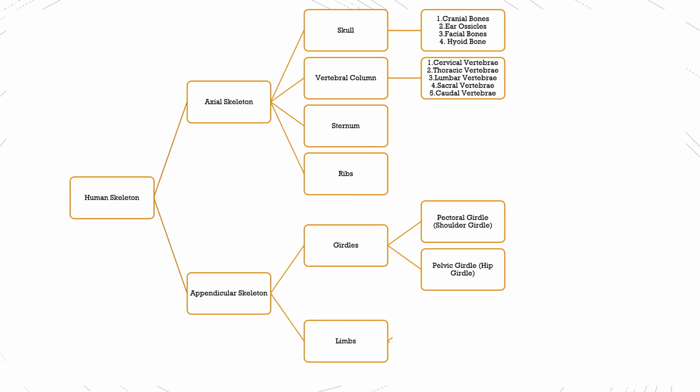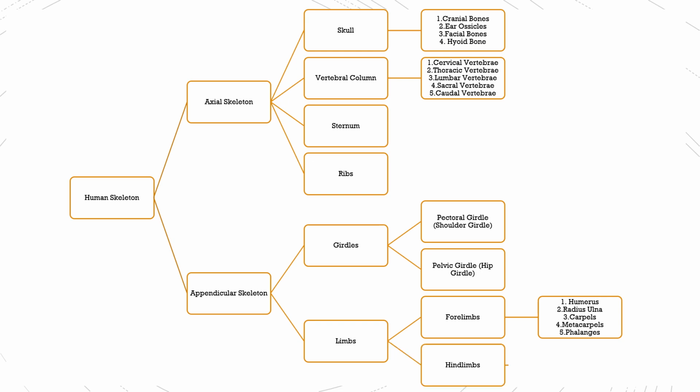The limbs obviously are hands and legs. So forelimbs are the hands, where we have 5 different types of bones: humerus, radius ulna, carpals, metacarpals, and phalanges. Similarly, when it comes to the legs or the hind limbs, there are 5 types of bones: femur, tibia, fibula, tarsals, metatarsals, and phalanges. So all of these put together form the overall human skeletal system.